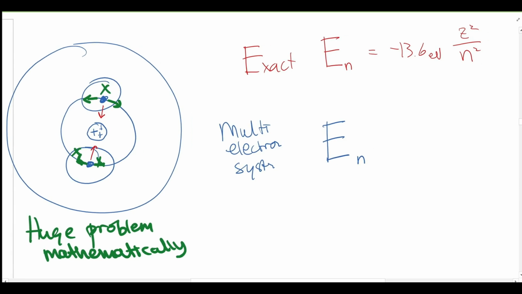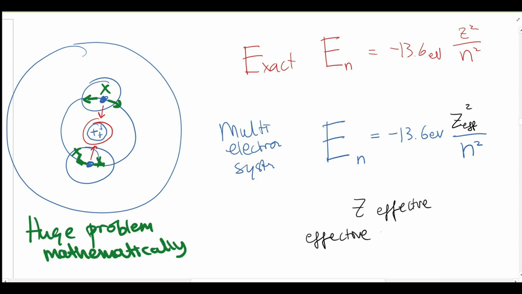by being slightly lazy and just putting this 13.6 electron volt. n is the same, so it's n squared. But now, instead of Z, which is the number of protons that we have inside the nucleus, we're actually going to call this Z effective squared. So usually I put it as Z eff. Or an effective nuclear charge.